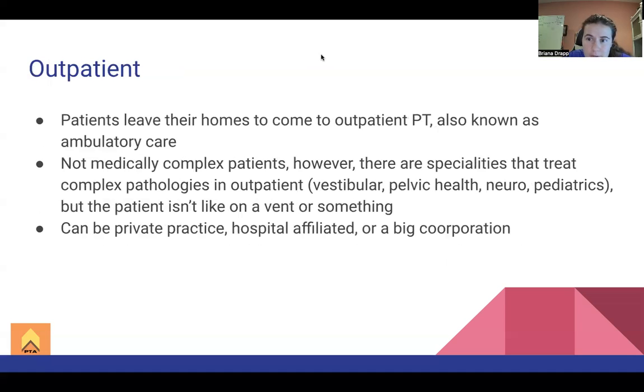We talked about nursing home. Outpatient physical therapy, also called ambulatory care center. Patients leave their home to come to PT. I think most of us are familiar with this. Pretty much all of us have had an outpatient internship. The patients are not medically complex. They might have things that we might consider complex, but medically complex means they need a lot of care, like nursing, respiratory, physicians, PT, 24/7 monitoring. It's not like that. They might have complicated things going on, like pelvic health, neurological rehabilitation, pediatrics, vestibular, but they're not on a vent.